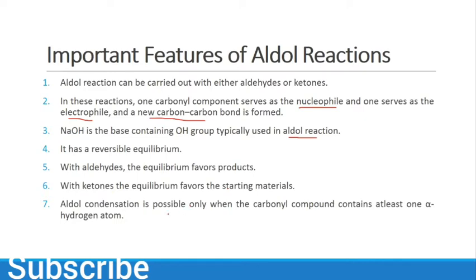Aldol condensation is possible only when the carbonyl compound contains at least one alpha hydrogen atom. So this is the main feature. You need one alpha hydrogen atom. So if you don't have alpha hydrogen atom, then we have Cannizzaro reaction, not aldol condensation reaction. We need alpha hydrogen for aldol condensation.